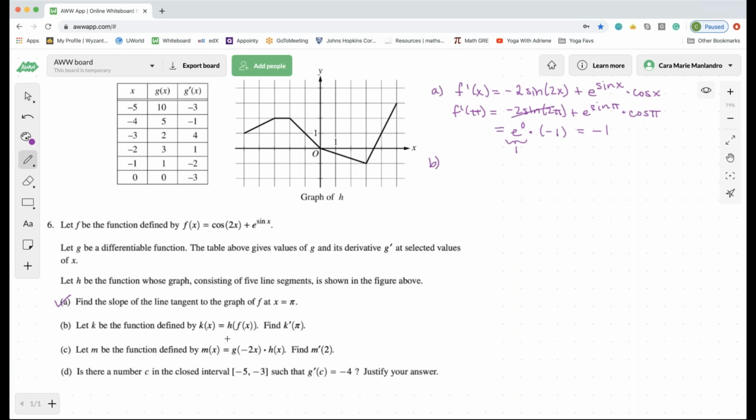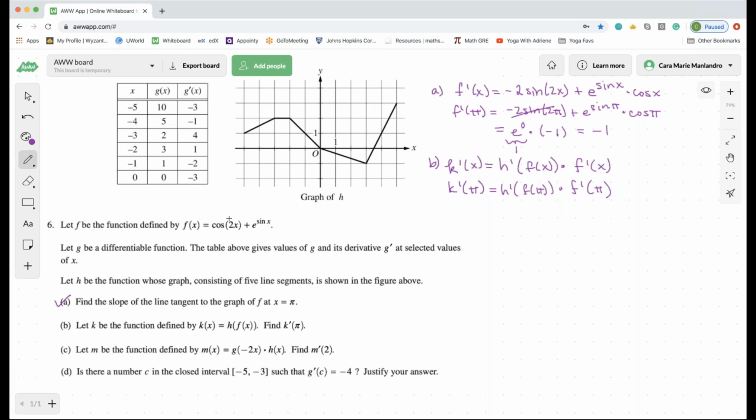Okay, let k be the function defined by k of x is equal to this thing, and we want to find k prime of pi. Let's go ahead and use our chain rule. So k prime of x is equal to h prime of f of x times f prime of x. Is everybody okay with that? And then we're going to just plug in that pi. So h prime of f of pi times f prime of pi.